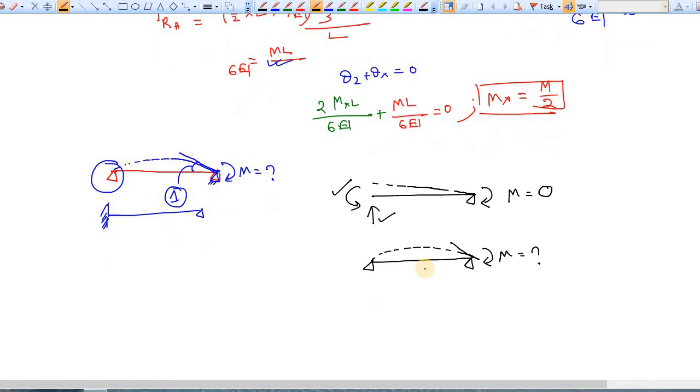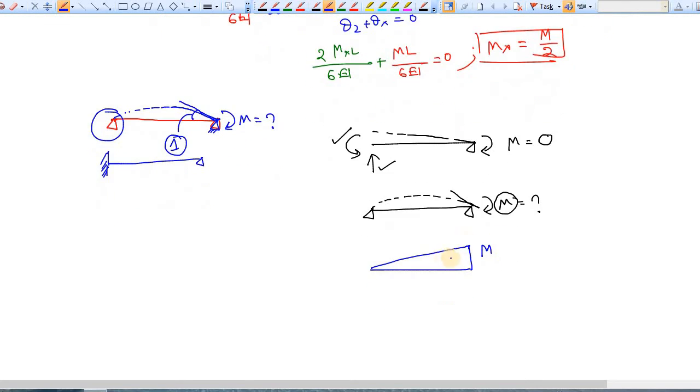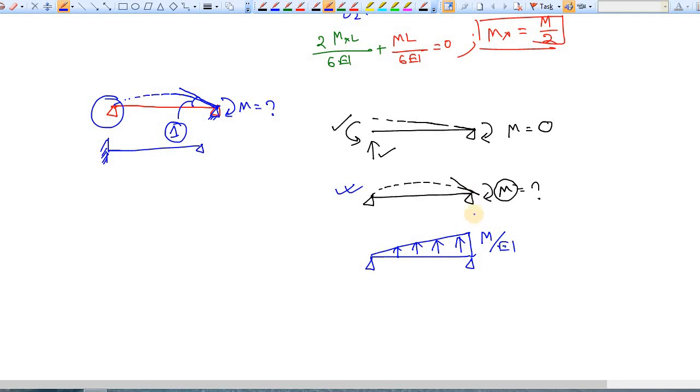Okay, so let's say you have applied a moment. What is the moment diagram? The moment diagram is like this. This is M. Again, convert this beam into a conjugate beam. So provide pinned support here, and as the deflection is upward, you have to apply a load in upward direction with magnitude M by EI at this point. Okay, now to find the rotation at this point, you have to calculate the shear force which is acting at this support.